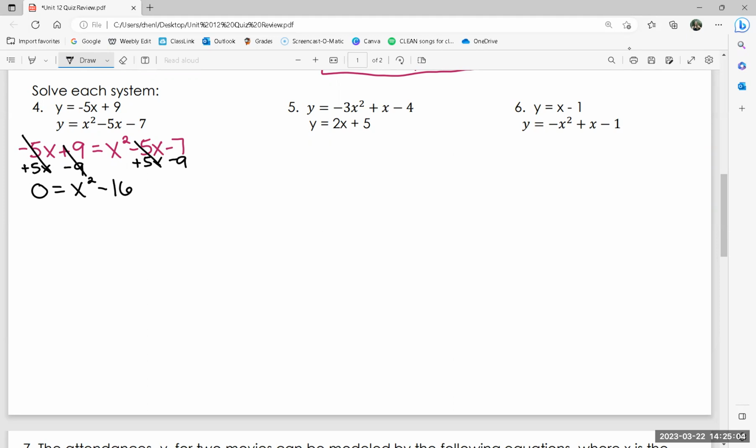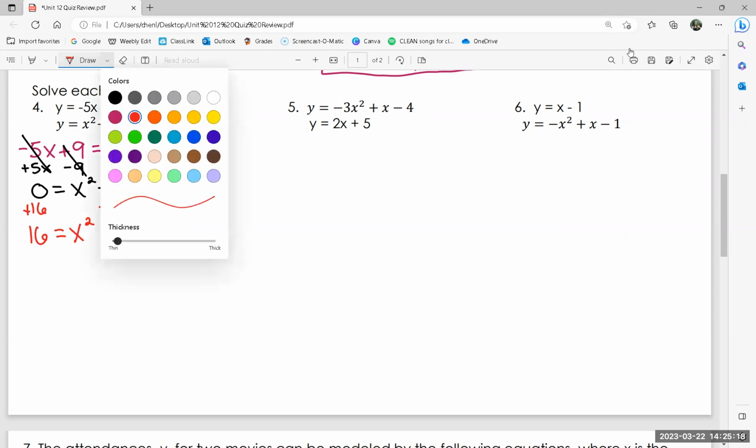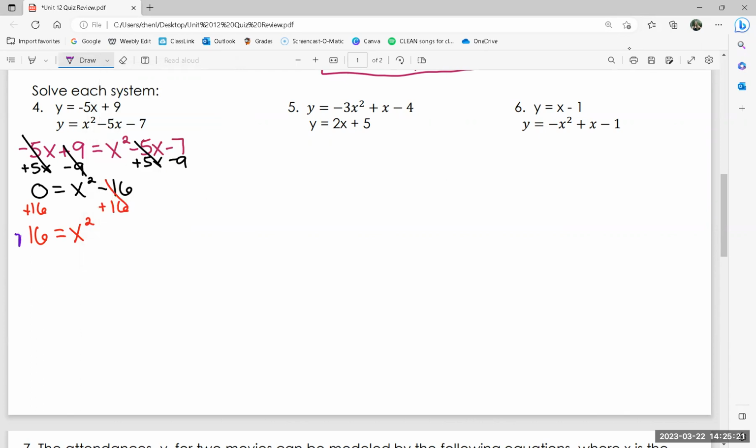So you can either solve this by factoring or solve it by square rooting. It doesn't technically matter. So I'm going to add 16 to both sides. So we have 16 equals x squared. And then I want to square root both sides. Whenever I square root both sides, I include plus or minus. So I get x equals plus or minus 4. So these are points on a graph. So we would have a point at 4 and a point at negative 4.